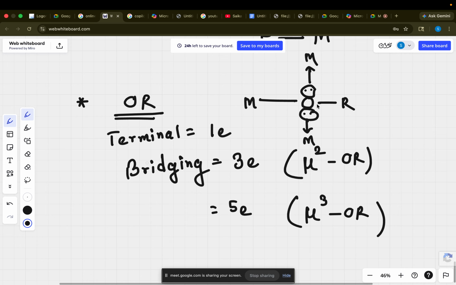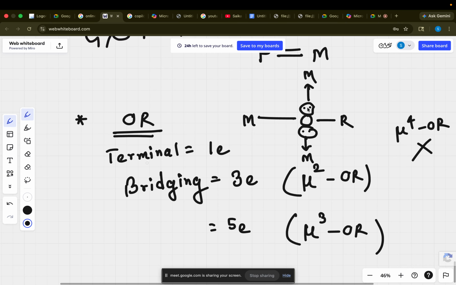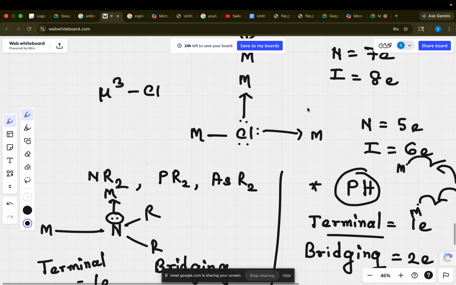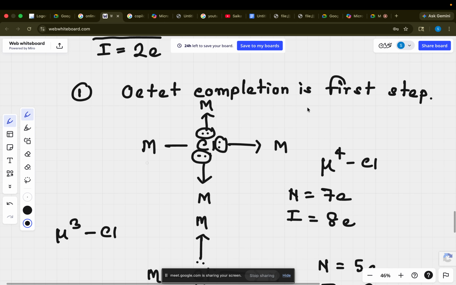So that is the maximum possibility of oxygen. I cannot write down mu for OR like this, that is not possible because no electrons are left now. But for the chlorine system, we can write down mu for Cl, because you have that much lone pair.